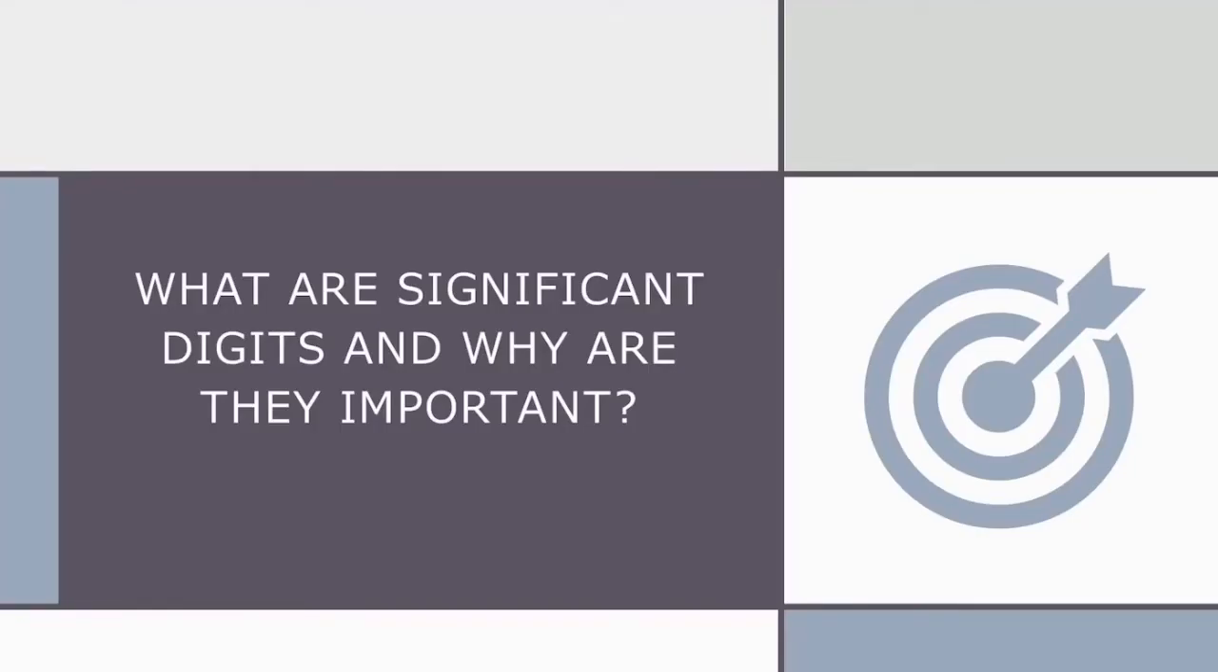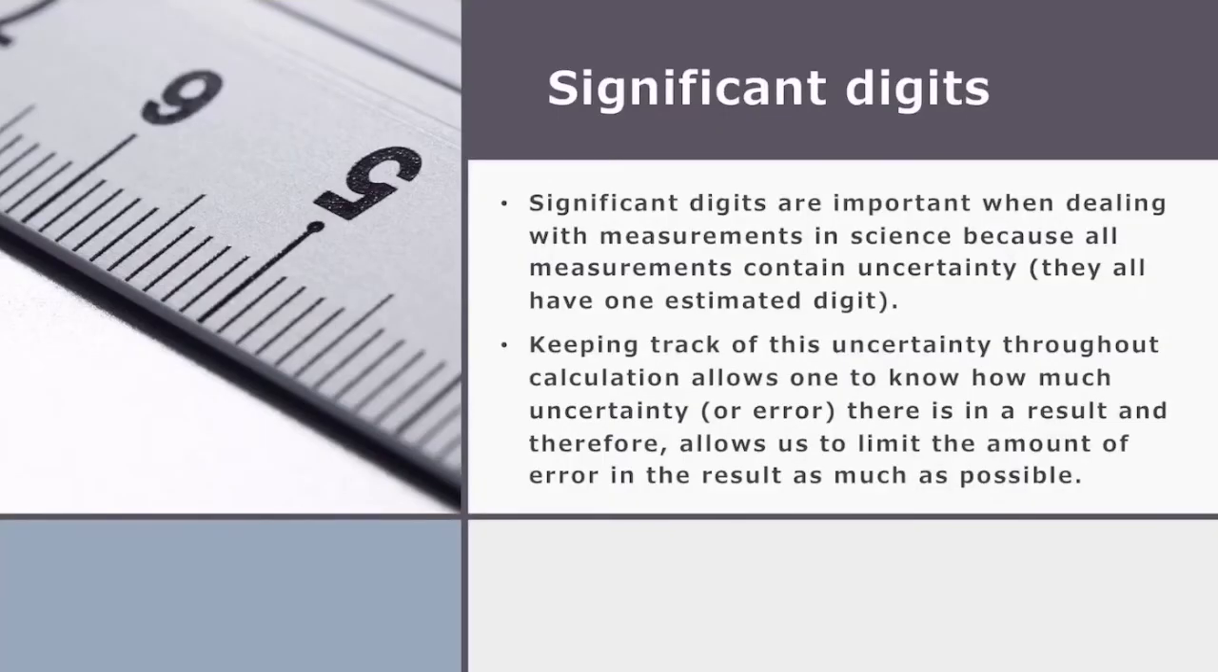So what are significant digits, and why are they important in science? These are important when we're dealing with measurements in science, because all measurements contain some amount of uncertainty, which, remember, comes from that last estimated digit in every measurement. And keeping track of this uncertainty throughout calculations allows us to know how much uncertainty or error there is in a result, and therefore allows us to limit that amount of error in our result as much as possible.